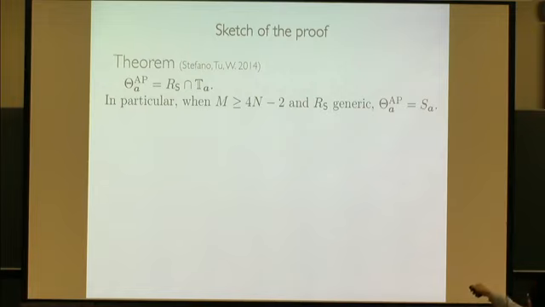In particular, when M is greater than or equal to 4N minus 2, and RS is generic, then the intersection is just the solution set. So it tells us that if we have a generic frame, and M is large enough, in particular M is greater than 4N minus 2, then the only place we will get into stagnation is the solution set.